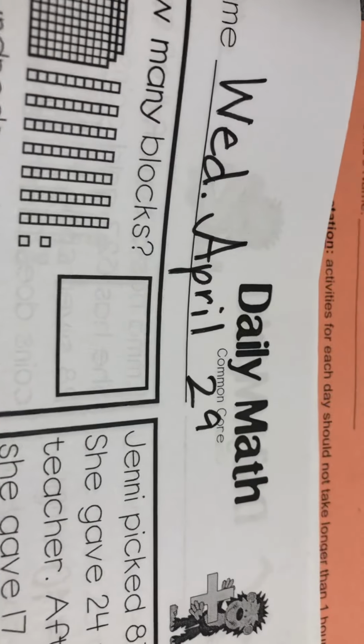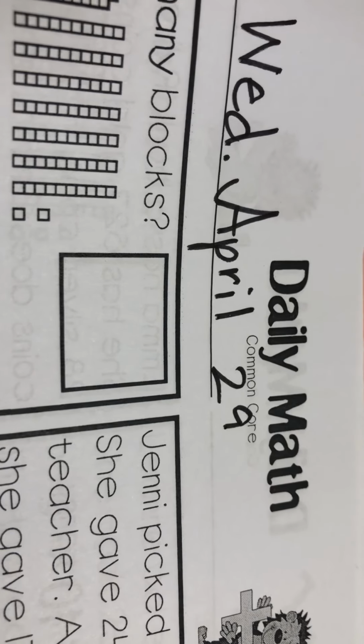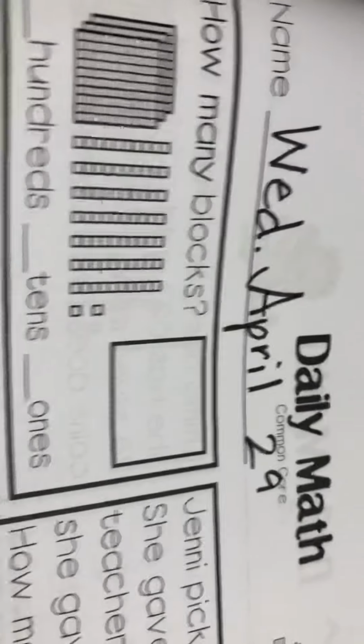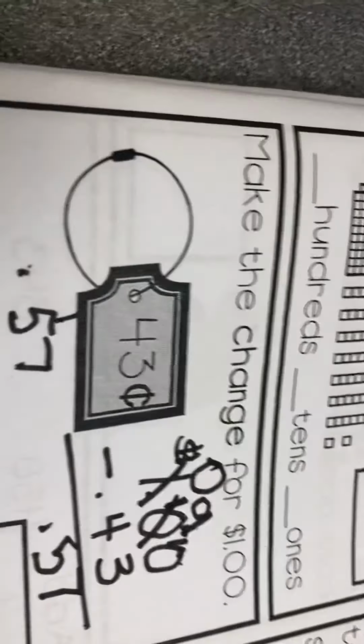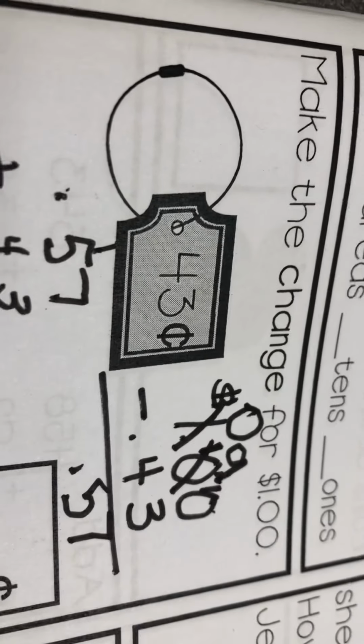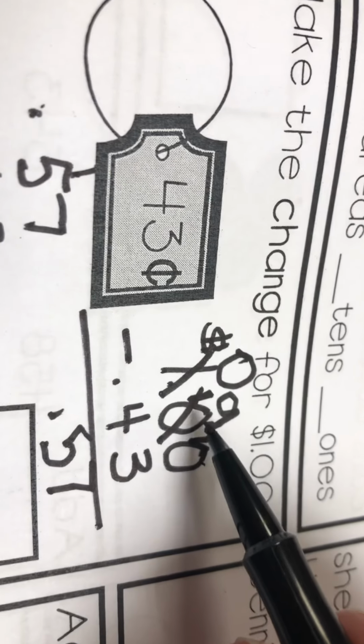Today is Wednesday, April 29th, and I'm looking at the daily math packet. It's week 5, day 3, and this is the math portion. I hope that you have gone on my YouTube channel and looked at the video. What do we do when we subtract when there's 0 ones and 0 tens?